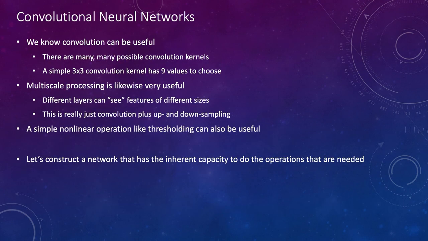Well, we know convolution can be useful. We think we're going to use that. Multiscale processing, yeah, probably going to use that, to see features on different scales. A simple nonlinear operation like thresholding should be good. Let's build a network that has these operations in it. It doesn't necessarily know how to remove stars yet, but it has the fundamental operations needed.